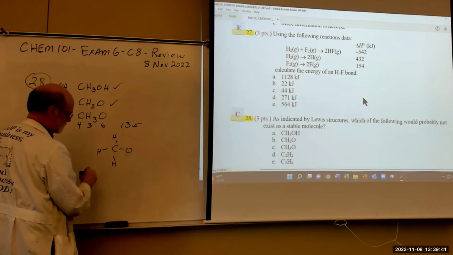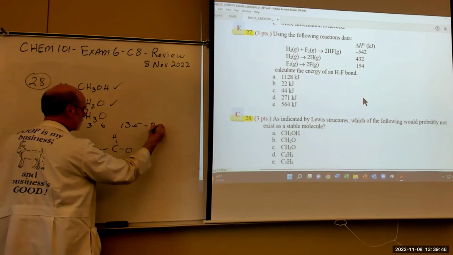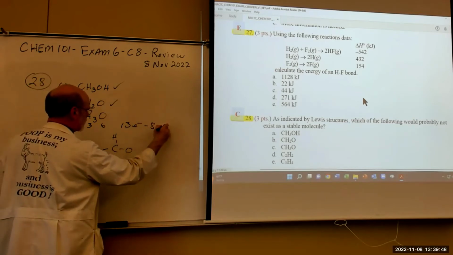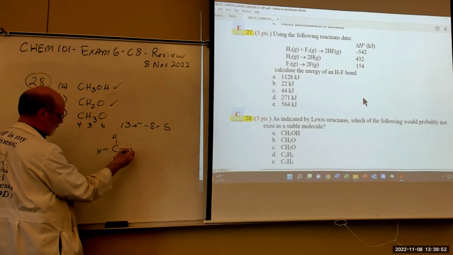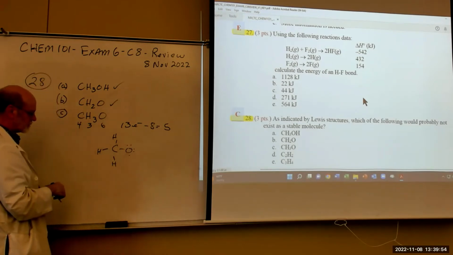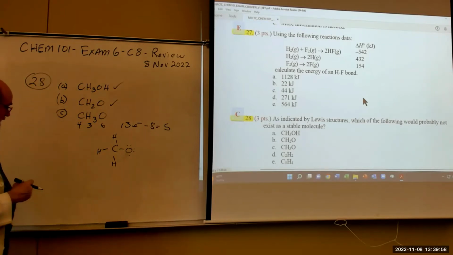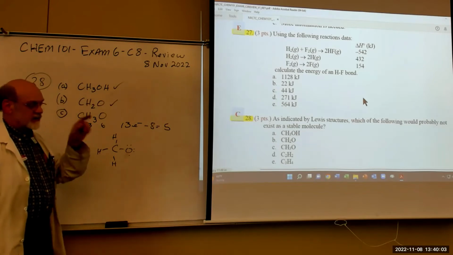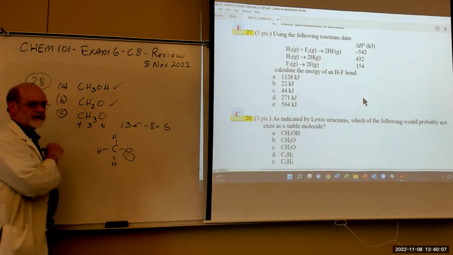And 1 oxygen. Okay, so 2, 4, 6, 8. And that's 5 electrons left over. Okay, 1, 2, 3, 4, 5. I guess it's possible, but it wouldn't be stable. The key there is stable. This would not be a stable molecule because it's a free radical.